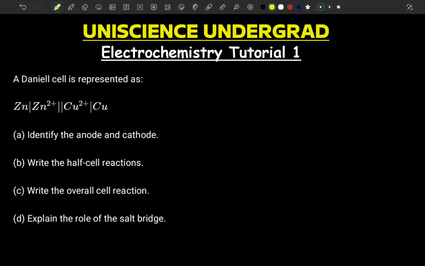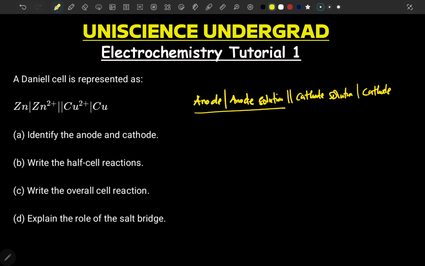Now, how do you know which one is anode, which one is cathode? The cell notation has a standard notation, which is anode, single line, then anode solution, then salt bridge, then we start with cathode solution, then bar, then cathode. This is how the cell notation is. That's a standard. So whichever is here is anode, whichever is there is cathode. And we know that at the anode we have oxidation, and at the cathode we have reduction. This should be at the fingertips, right?